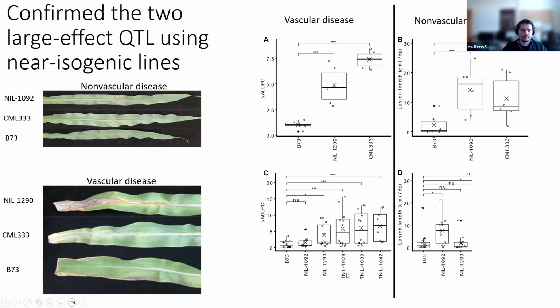I also screened these other NILs. These have teosinte parviglumis introgressions at the chromosome 5 QTL, and they were also significantly more susceptible than B73. So this represented an alternate allele of the susceptibility allele of that QTL that we were interested in. And then one of these was susceptible to infiltration.